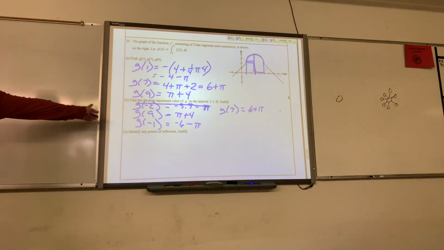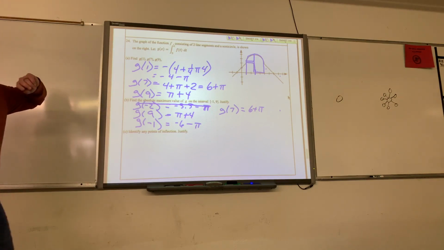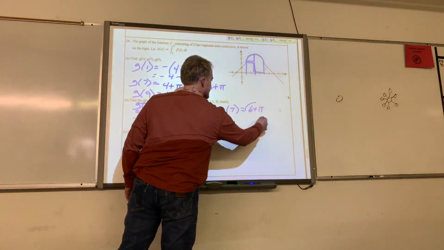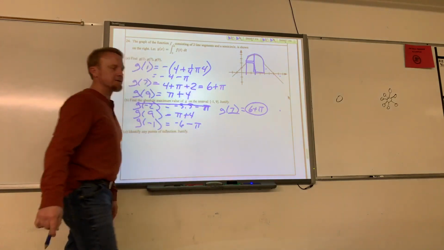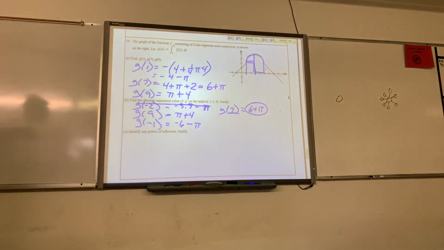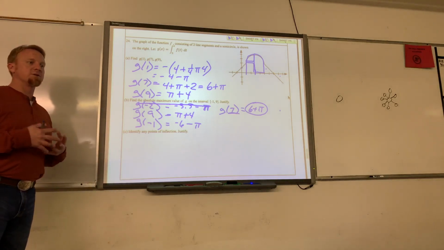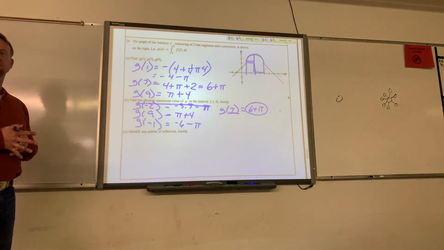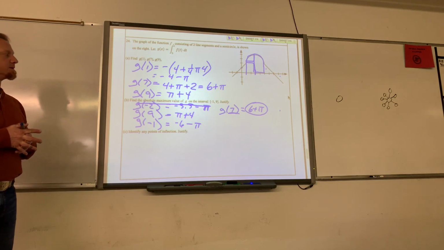So we're looking for an absolute max. Our absolute max is 6 plus pi, and it occurs at x equals 7. What about the explanation, because it has the highest value? Nope. Remember, on absolute extrema, your work is your justification. The only time you have to justify verbally is when you're finding what type of max or min, relative.